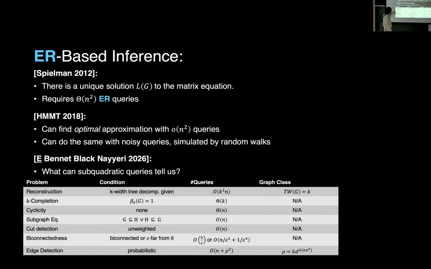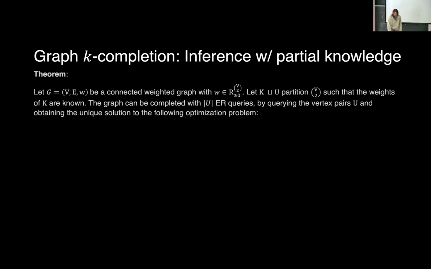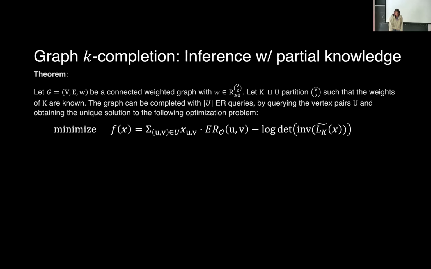I'm going to focus on this one, K completion. We give a tight bound for this on query complexity, and we also give a polynomial time algorithm for this. So this is the problem of graph K completion. It's inference with partial knowledge. If I'm given a graph that's hidden to me and some weight vector that I don't know, and I have a partitioning of all the pairs, where K are the known pairs and U are the unknown pairs, then with size of U queries, I can get the entire graph.